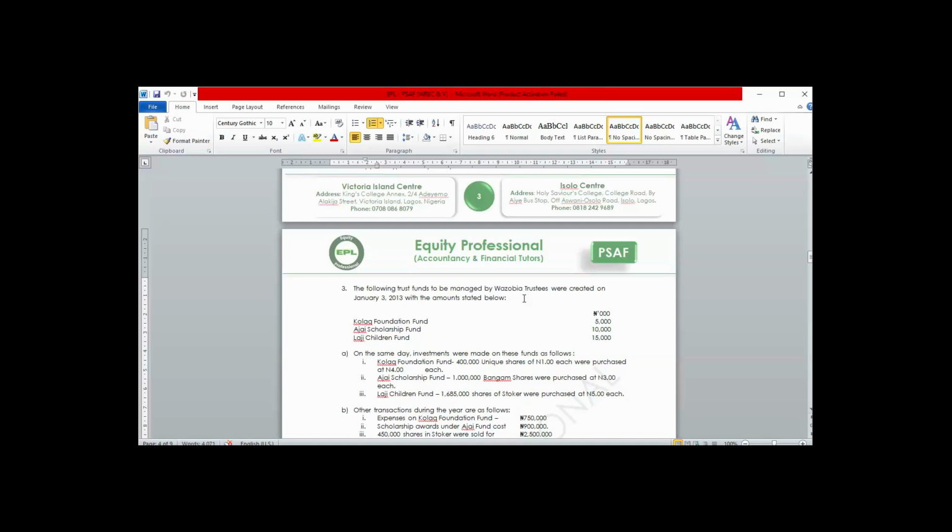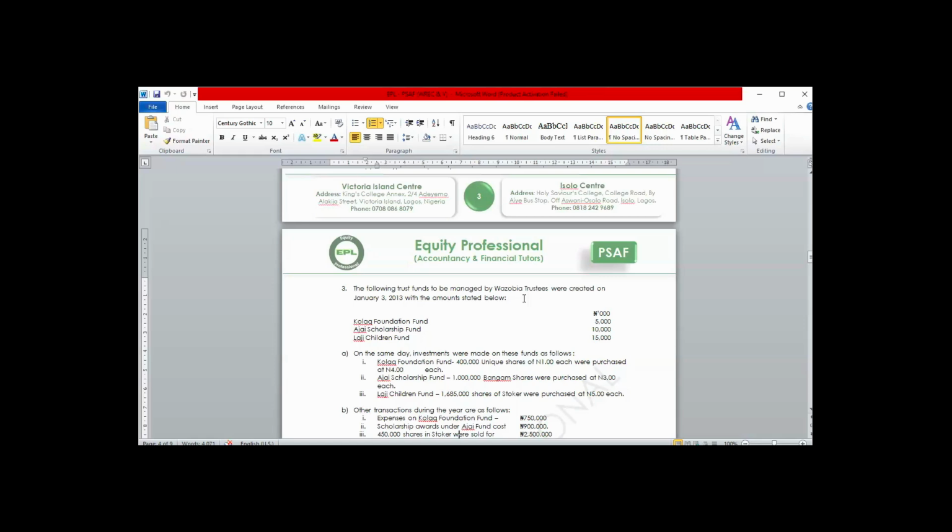On the same date, investments were made on this fund as follows. Kola Foundation, 400,000 Unique shares of 1 naira each were purchased at 4 naira each. Ajayi Scholarship Fund, 1 million Banga shares were purchased at 3 naira each. Laji Children Fund, 1,685,000 shares of Stocker were purchased at 5 naira each.